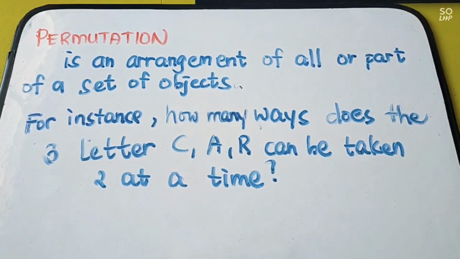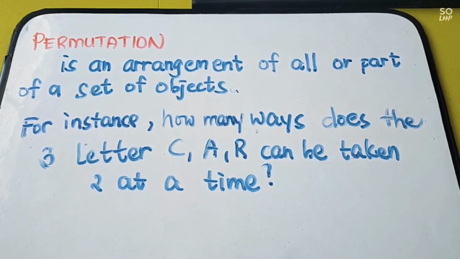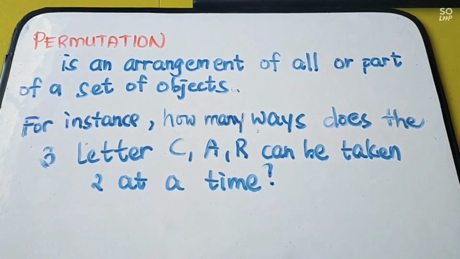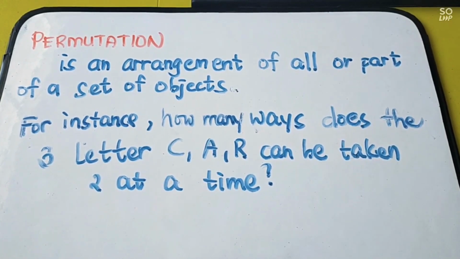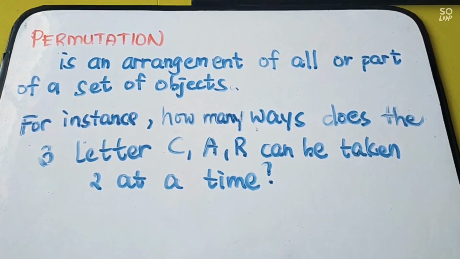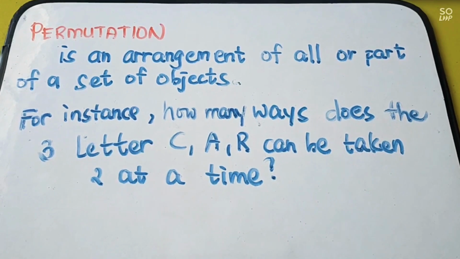Let's move with permutation. Permutation is an arrangement of all or part of a set of objects. Meaning, the arrangement is very important. For instance, how many ways can the 3 letters CAR be taken 2 at a time?